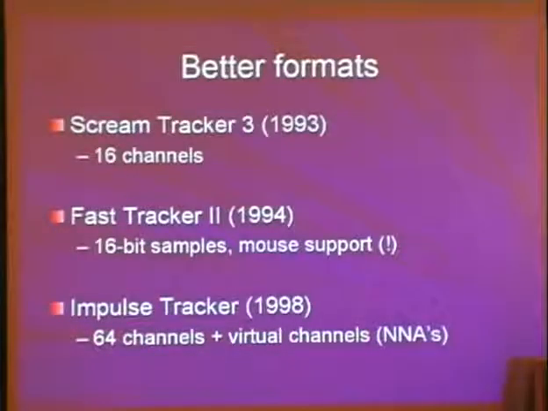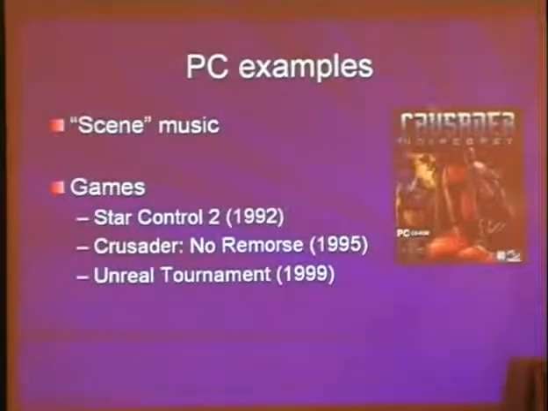This also led to some better formats. We got Scream Tracker 3 from the famous Future Crew in 1993. This was a 16-channel tracker. Fast Tracker 2, a similar kind of program with actual 16-bit samples and mouse support. This is before the Windows days, really. And then later on, we get more modern things like Impulse Tracker, which supported 64 channels, virtual channels where you could actually cram multiple overlapping notes into a single channel, all just limited by how powerful your CPU was. And so with the PC came PC scene music.